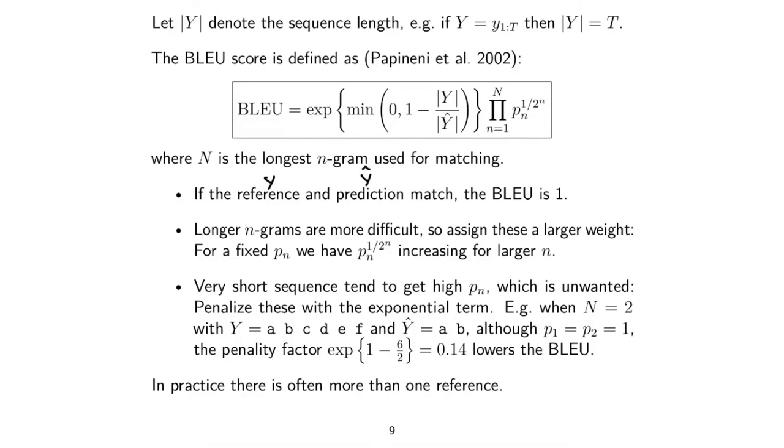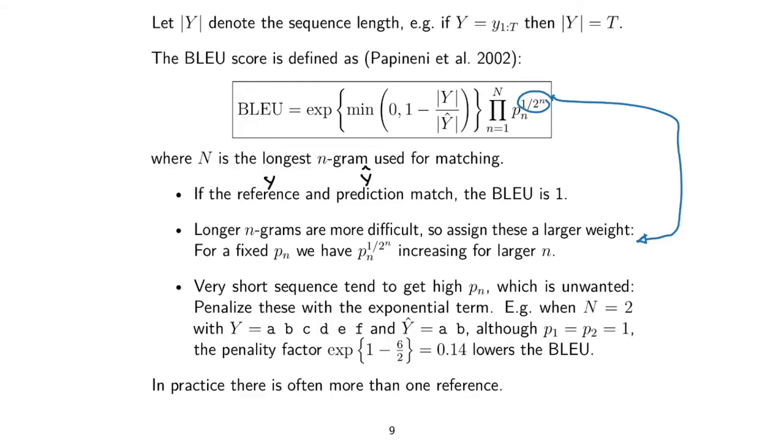Okay? This term here, that little to-the-power-of thing, what does that do? That's described in this bullet here. So it's normally easier to match unigrams than it is to match bigrams. It's easier to match bigrams than it is to match trigrams, and we'll see that in the example. So what that term does is it puts a larger weight on longer n-grams. So I'm counting 5-grams more than I am counting a unigram. Okay, so that's what this thing does here. It puts that weight on there.